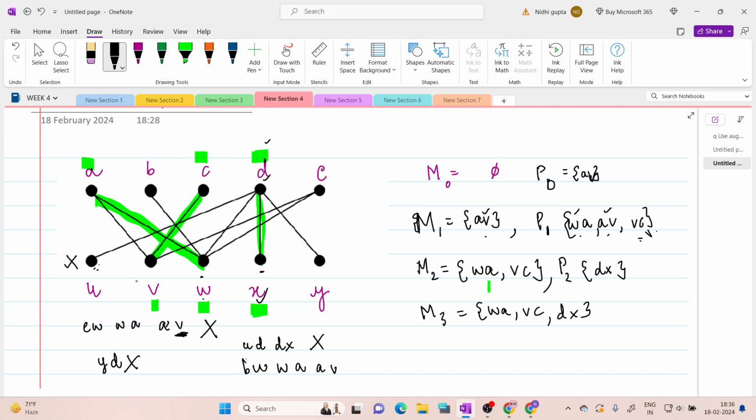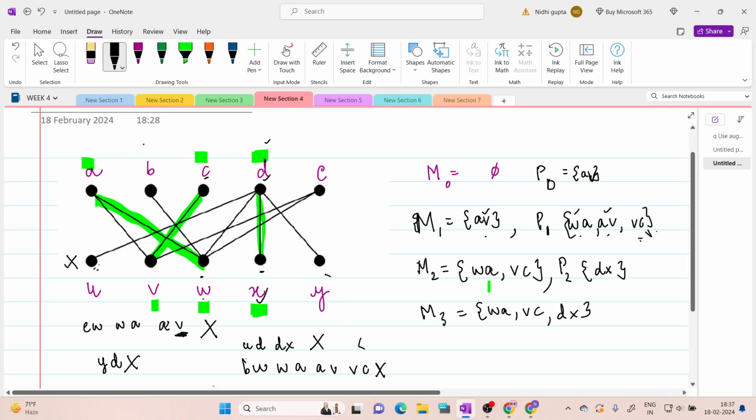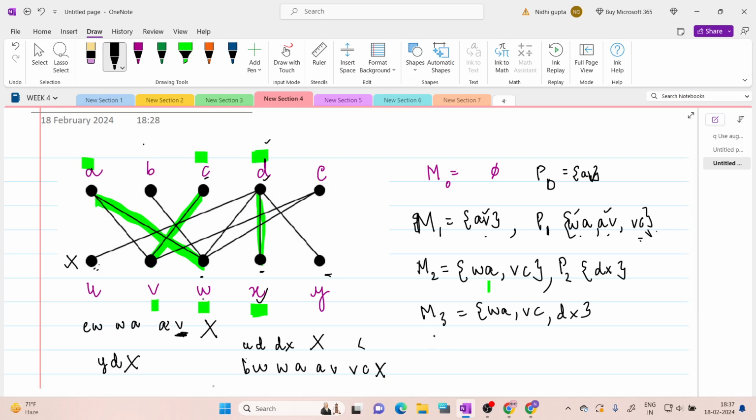It cannot end at A either, therefore it will go to V, C. But it will have to end at C, and this C is not an unmatched vertex, so this is also not an augmenting path. So from B also we are not getting any augmenting path. And similarly you can see from Y and E also we are not getting any augmenting path. So there is no augmenting path with respect to M3. Therefore this is a maximal matching.